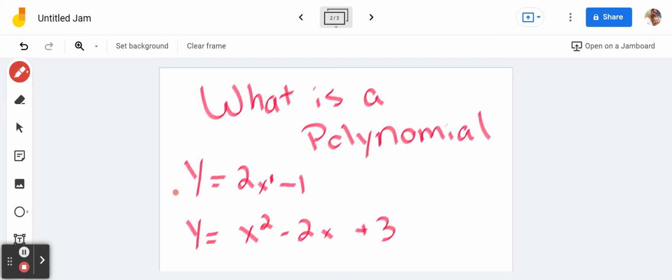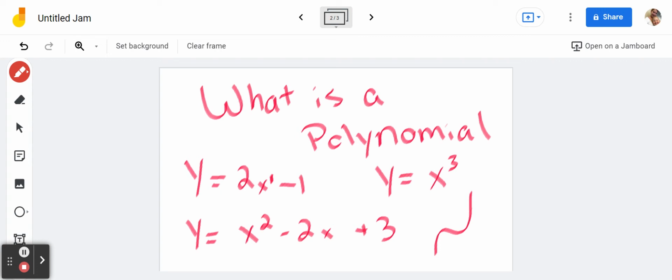Another one we've seen is a third degree polynomial, or a cubic function, right? That's the one that makes a little graph like this. This is a third degree polynomial. I know it's a third degree polynomial because the highest exponent is 3. So a polynomial is anything with a whole degree exponent. The degree has to be whole.